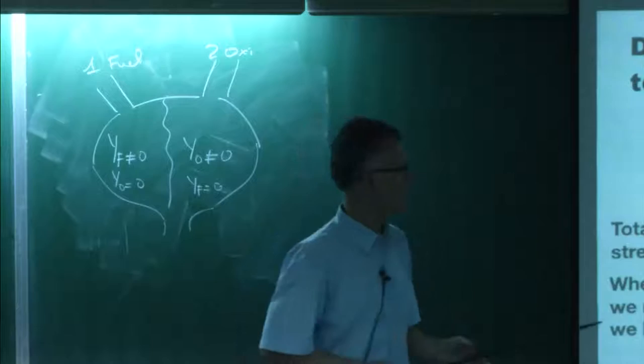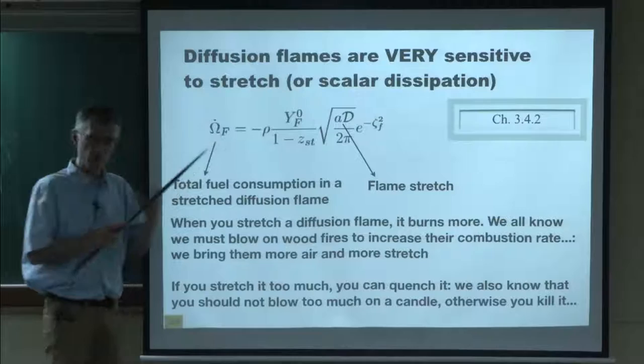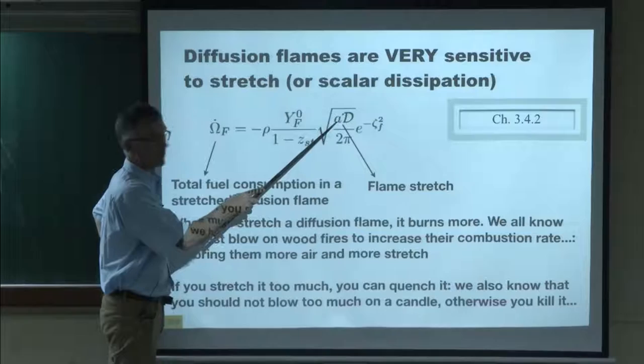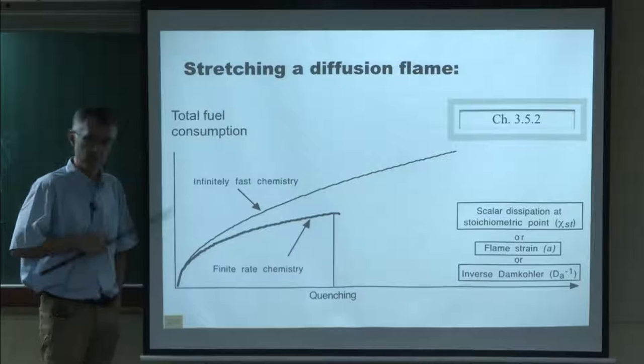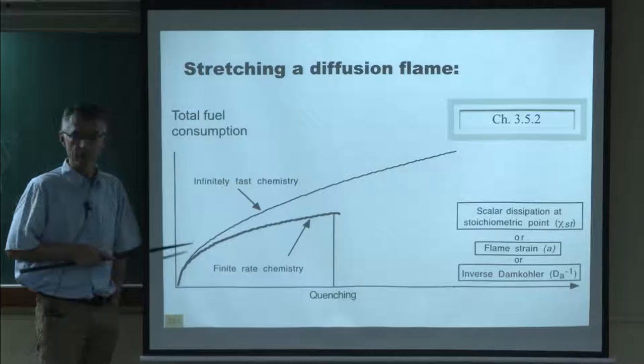And that's because you can prove for a diffusion flame that the reaction rate, how much fuel you burn, is directly controlled by the square root of the stretch. So the more you stretch, the more you burn. And it's going up fast, okay? Which really means that if you put stretch here, and here you put the reaction rate in a diffusion flame, it's going up like the square root. So you need to blow on the flame if you want it to burn. Now, there is a limit to that.